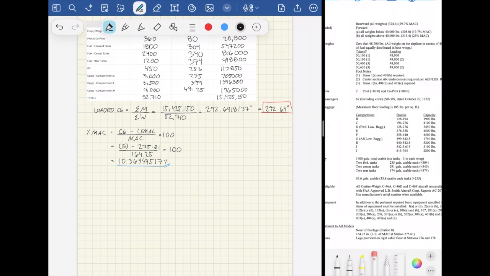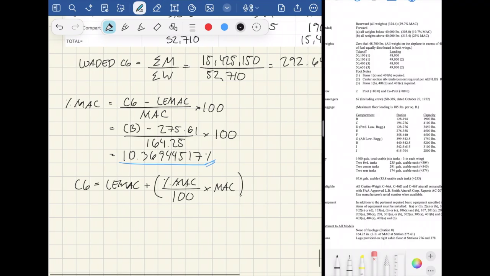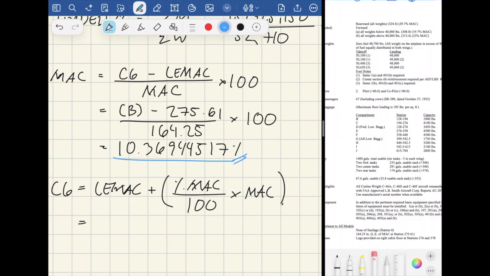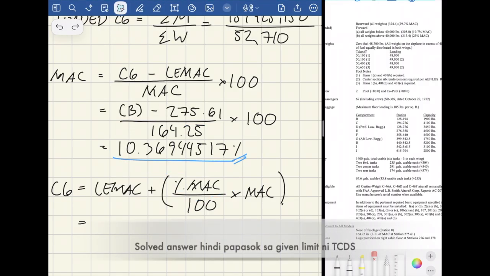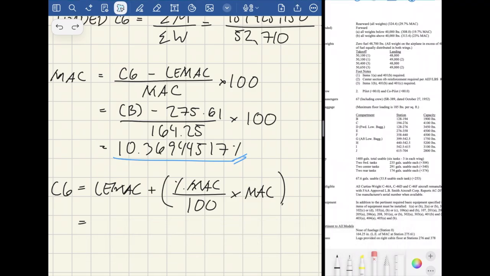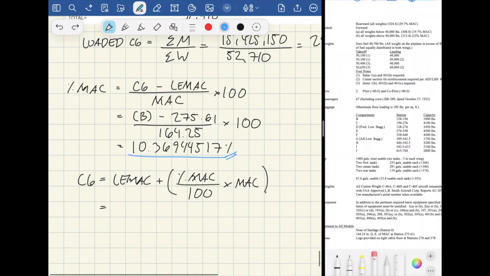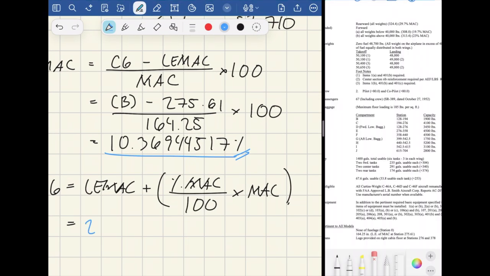So, our next step is naman the CG formula derived from the percentage MAC. Okay, now, ang tanong dito is, bakit natin kailangan mag-isip ng bagong number or value for the percentage MAC? Because, if ginamit natin si 10.3, ang sagot natin is hindi siya ipapasok. Okay, let's try to prove kung hindi pa siya pasok. Okay, so let's try. So, ang ating LEMAC is, para maintindihan lang natin.